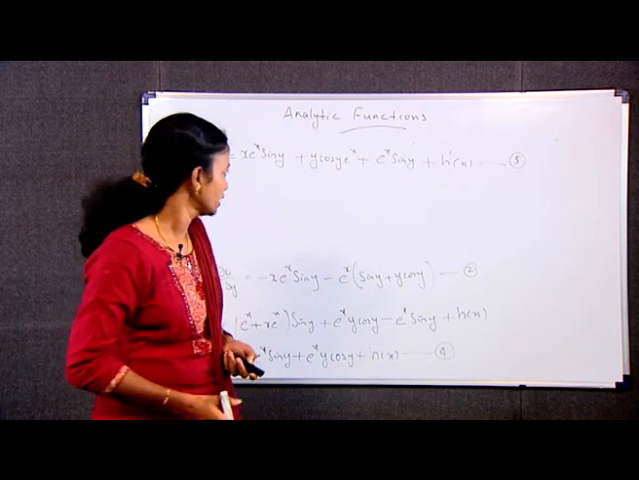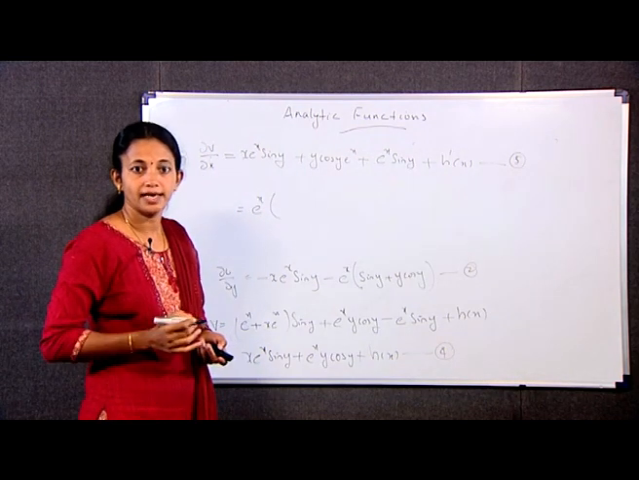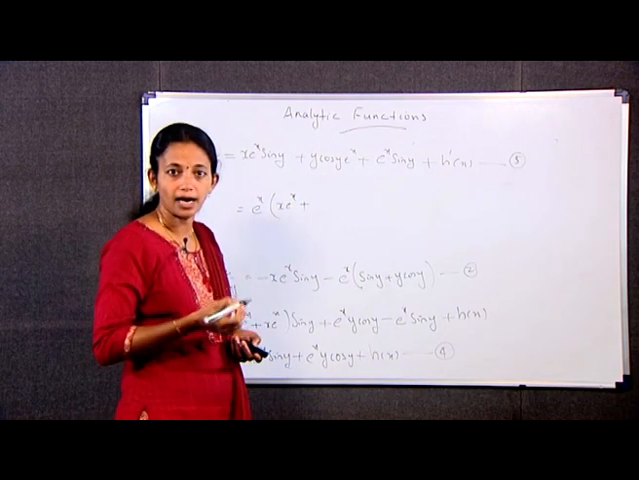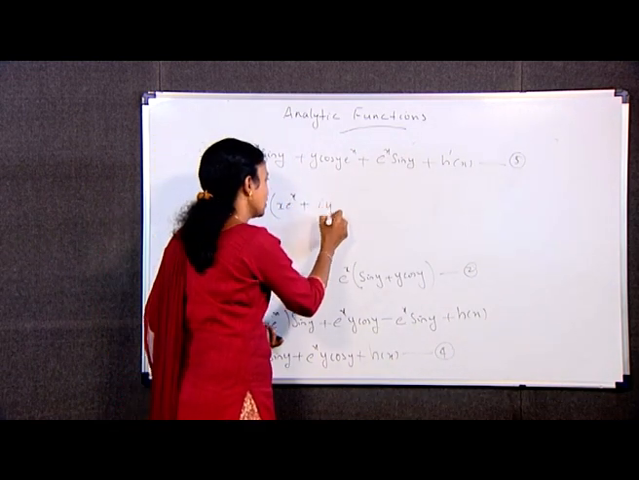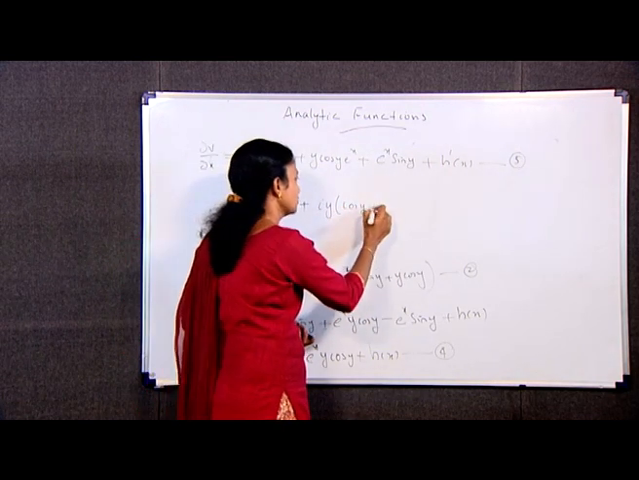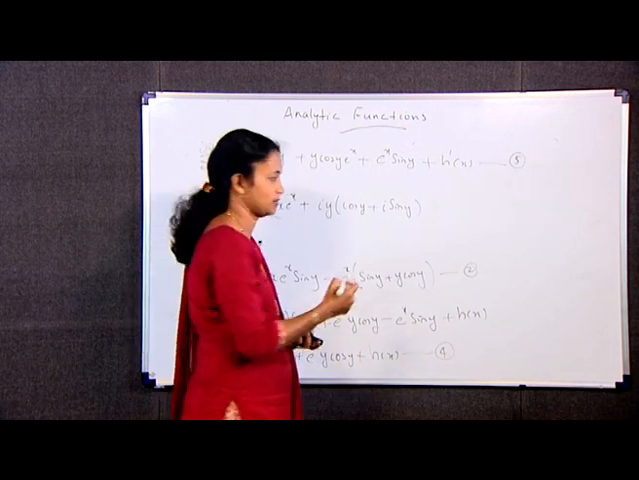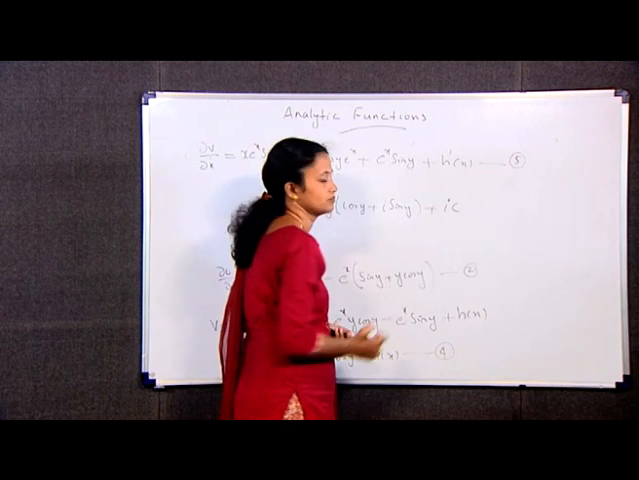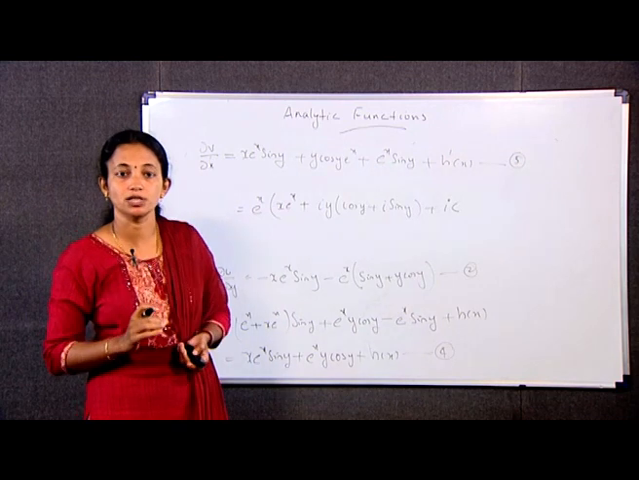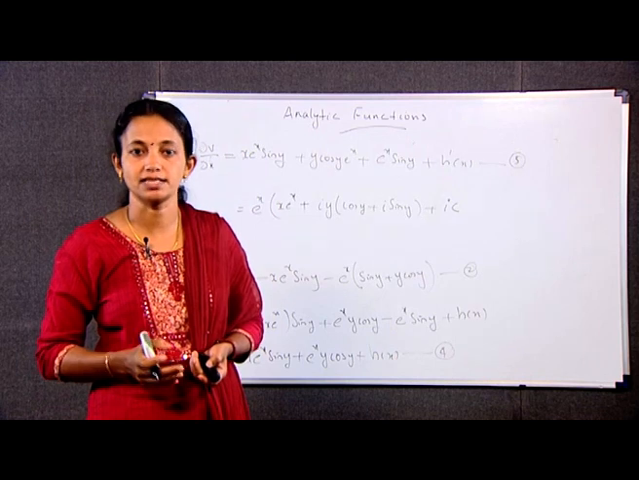That is equal to e^x into x e^x plus iy into, in the brackets we have cos y plus i sin y, plus ic. This is equal to, taking e^x outside, e^x into x e^(iy) plus iy into e^(iy) plus ic.